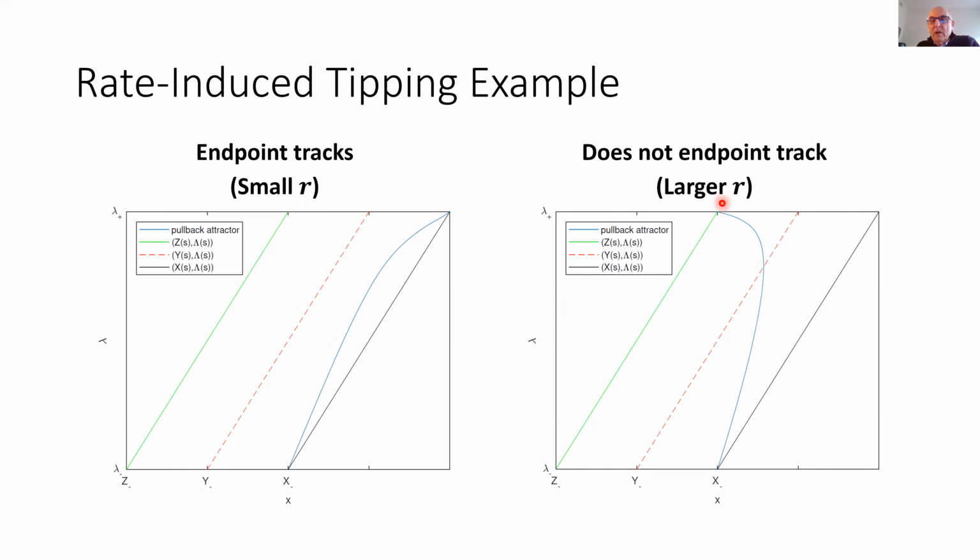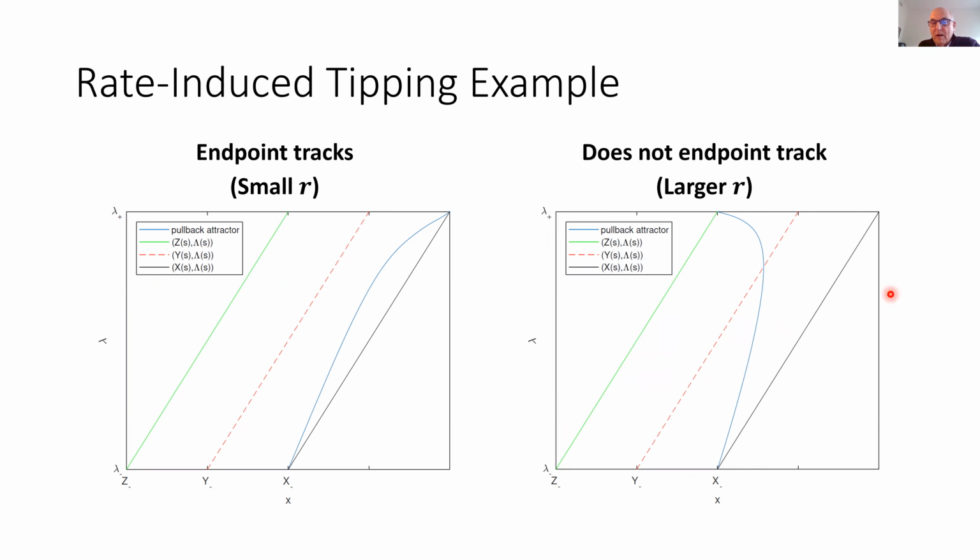But what happens if you increase r? So you do this much more quickly. So you go through these parameter values much more quickly. It turns out, and this is a numerical computation here on a particular example system, that the trajectory starting here will not end up going back to the same state. It will end up jumping over to here. And notice that there is no bifurcation here, in that as you move the parameter from lambda minus up to lambda plus, there's no actual bifurcation.